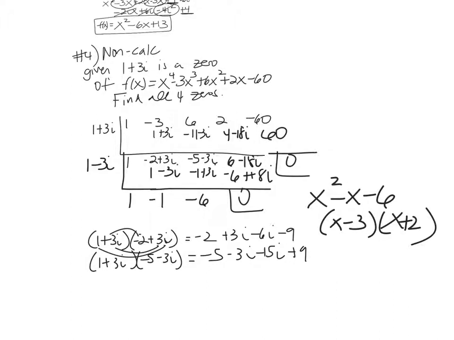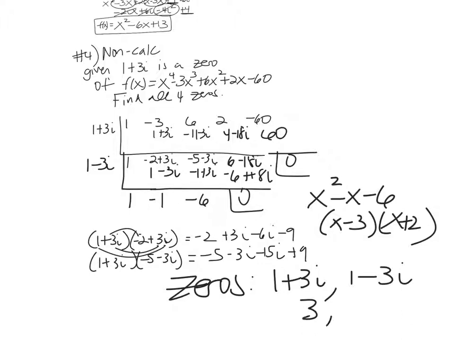And so then what you get is we need to list all 4 zeros. Are you ready? So here are the zeros: 1 plus 3i, 1 minus 3i, 3, and negative 2.